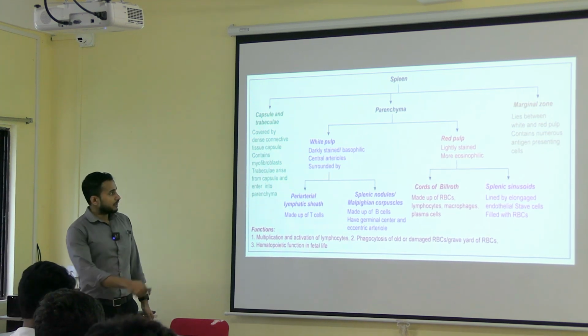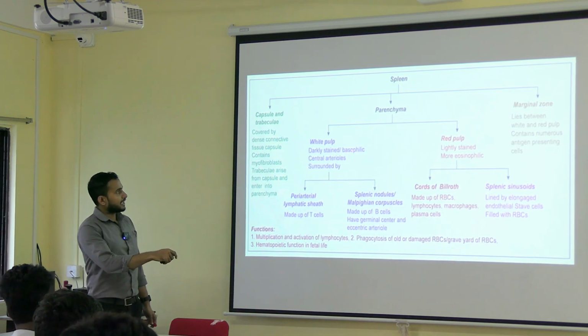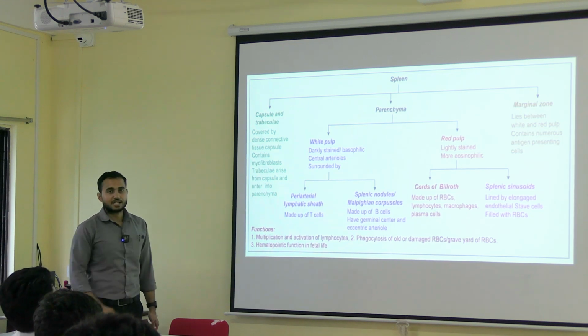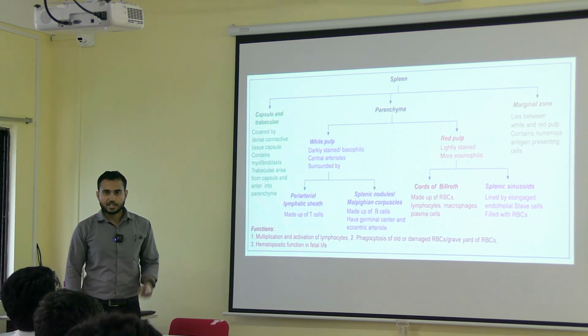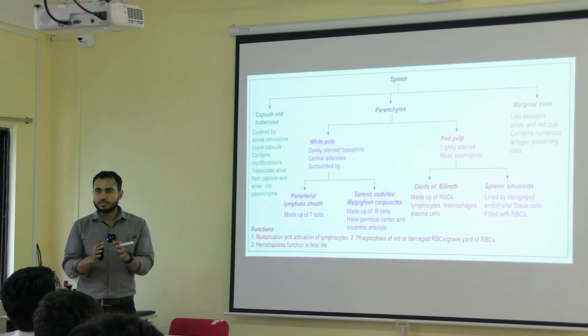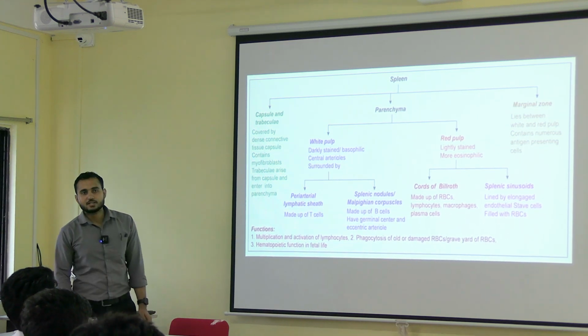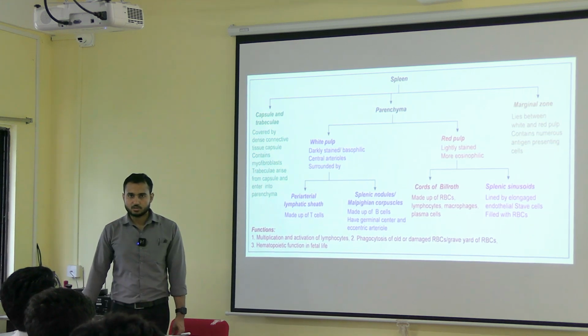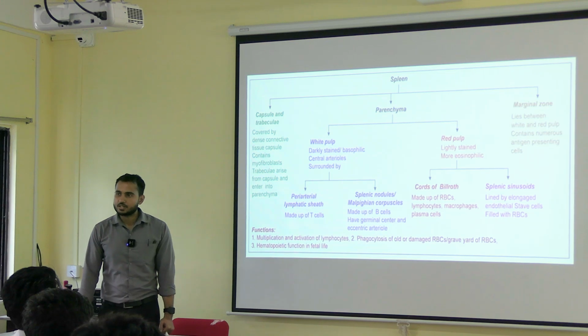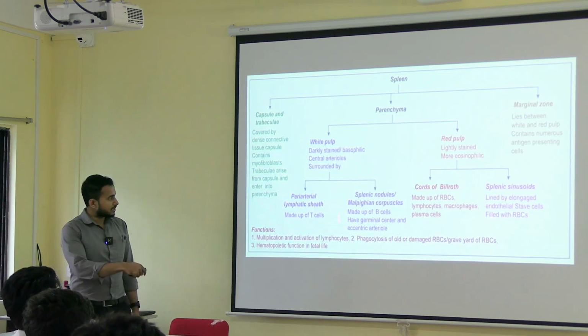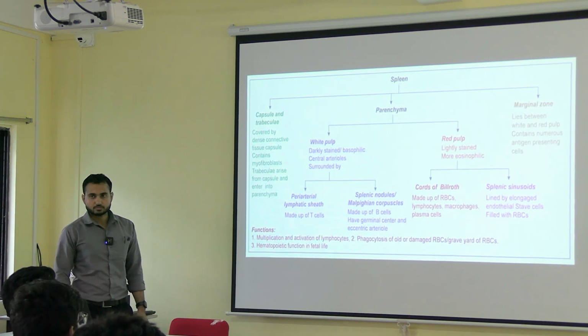Now, in between the red pulp and white pulp, there is an area called the marginal zone. What is present in it? Antigen presenting cells. Okay, that particular area is formed by antigen presenting cells. So that is the overall structure of the spleen.